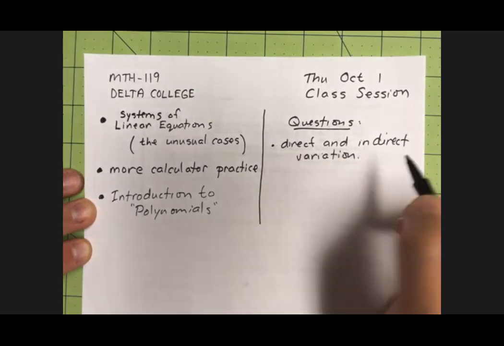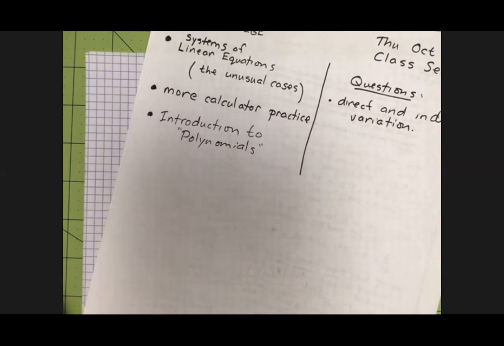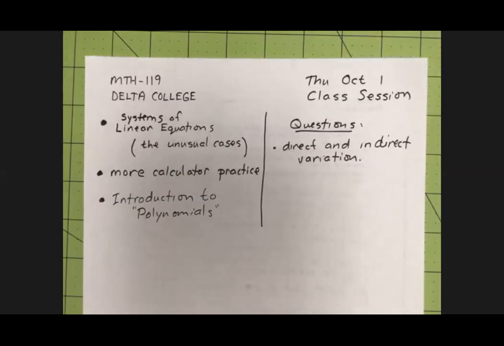And a question was put on the table about direct variation and indirect variation. Or someone would call that direct variation. Bring a couple more people in the room. Inverse variation, joint variation. Those are other words you hear.